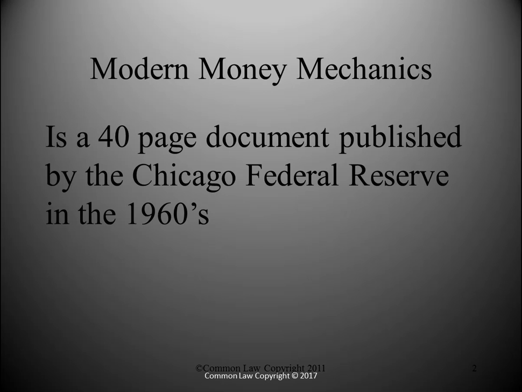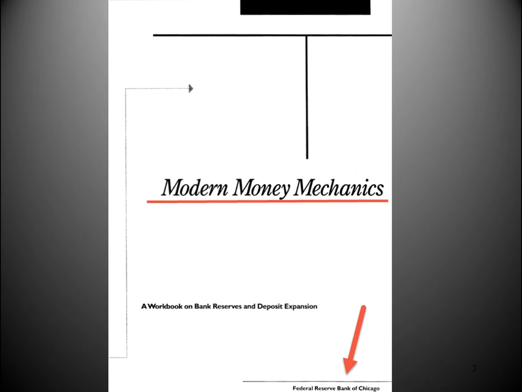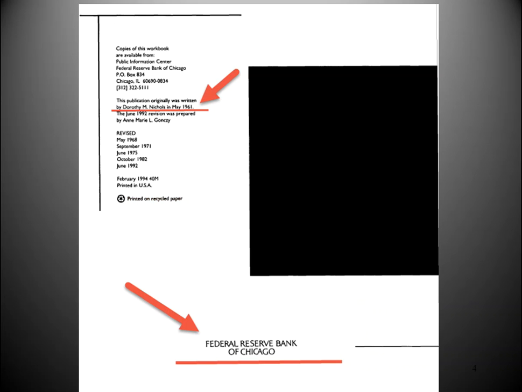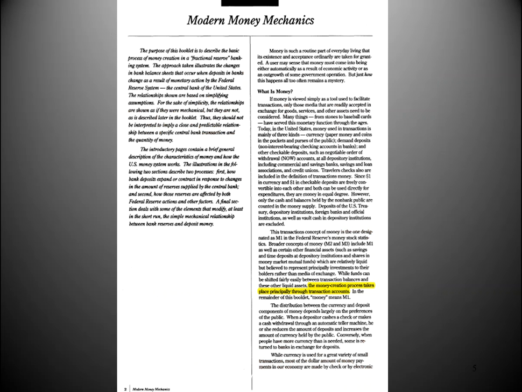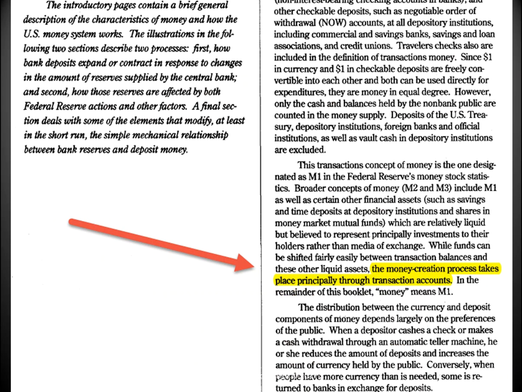It's a 40-page document published by the Chicago Federal Reserve in the 1960s. This is the cover. Notice Federal Reserve Bank of Chicago in the bottom right-hand corner. It was published in May of 1961, Federal Reserve Bank of Chicago. So we're going to zoom in on some of this stuff.